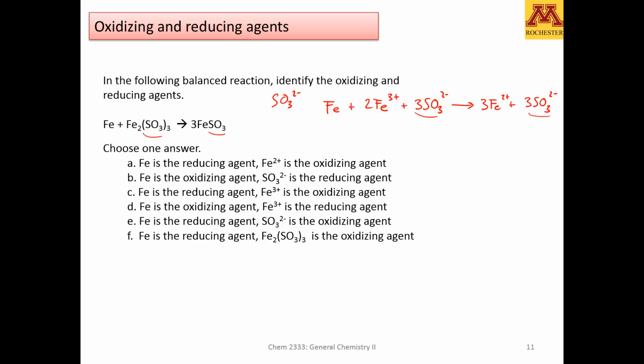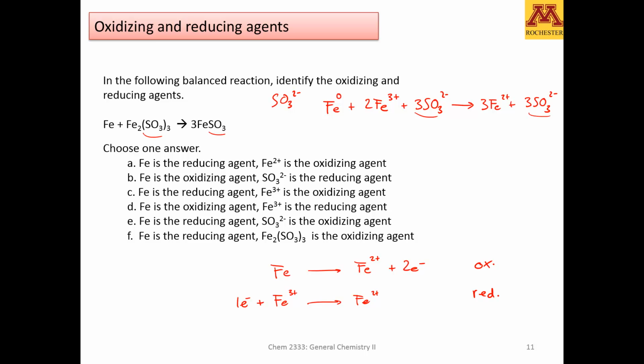So we can just focus on the irons. Let's see what happens to the iron. This iron goes from 0 to +2. When I write iron from 0 to +2, this is an oxidation, and the difference is 2 electrons. And this iron 3+ goes to iron 2+. This definitely reduces, so you're going to need one electron here. So this is my oxidation half reaction, and this is my reduction half reaction.